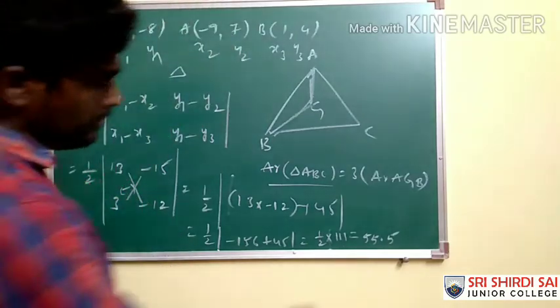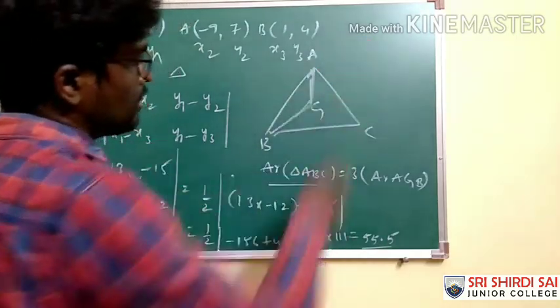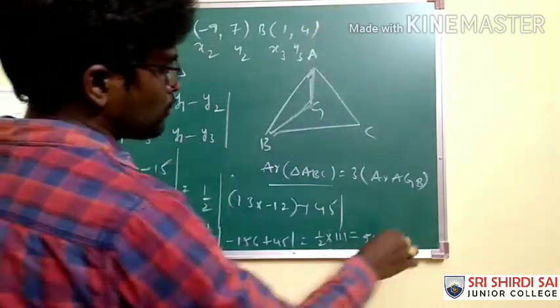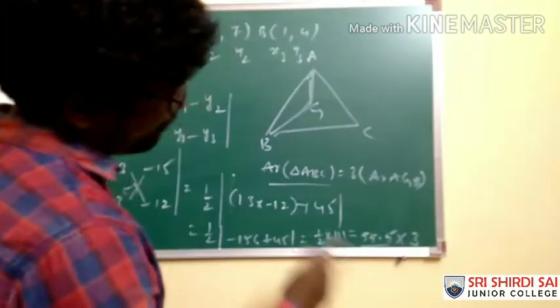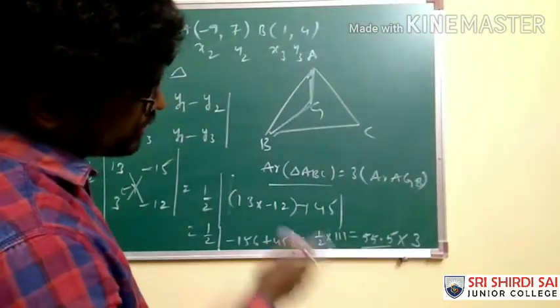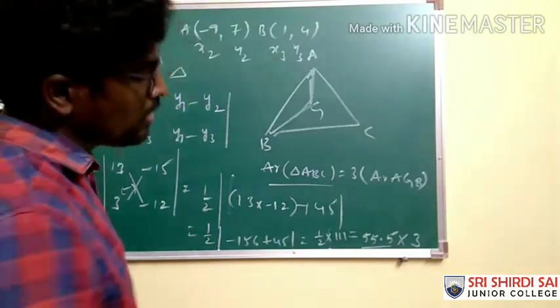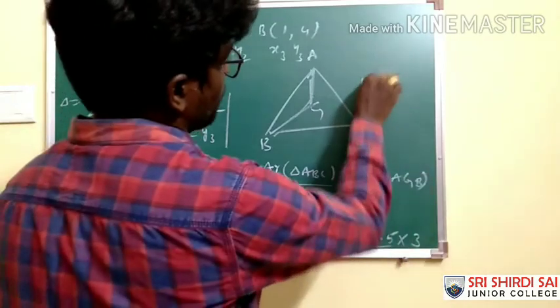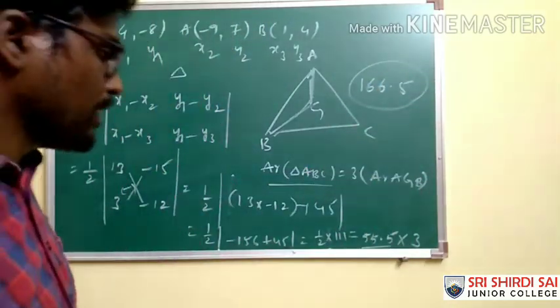But here we have got the area of triangle AGB, but we want the area of triangle ABC. So what to do? Multiply by 3. 55 into 3, 165, again we have 1.5, means 166.5. What is the area? 166.5.